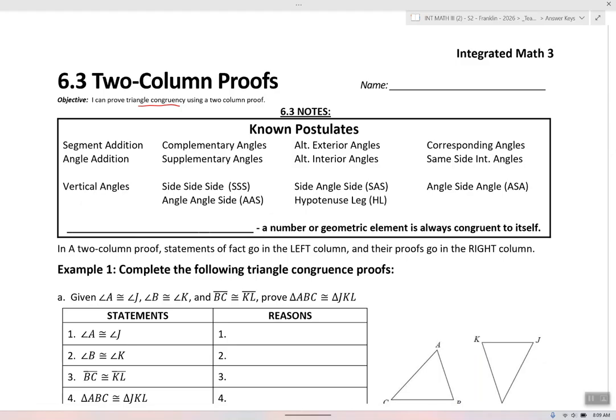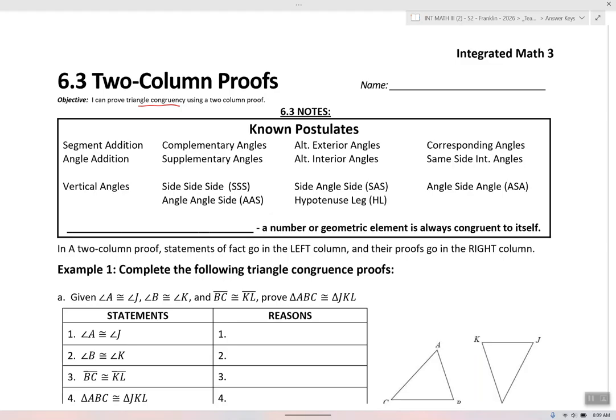So just before we start, just quickly remember, in the previous notes we have done, all the way from Unit 1 to now, these are the postulates that we have learned. So we had segment and angle addition postulates, complementary, supplementary angles, alternate exterior and interior angles, corresponding, same side, and then more relevant, we have vertical angles, and then all the triangle congruency postulates we learned in the previous notes.